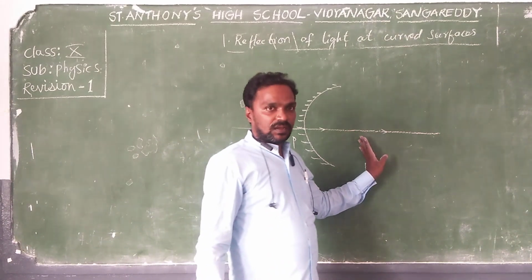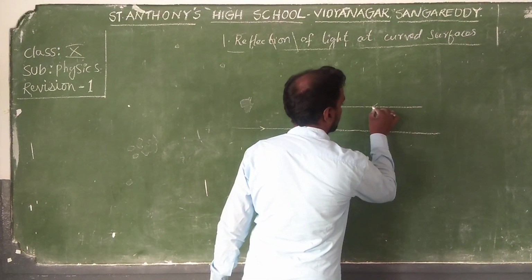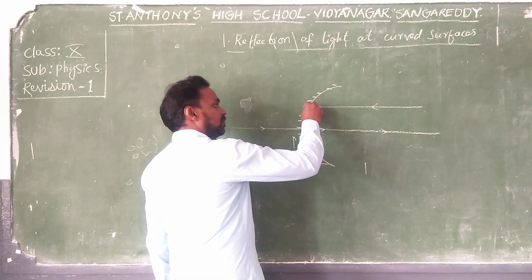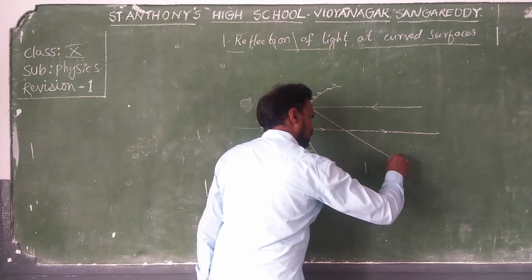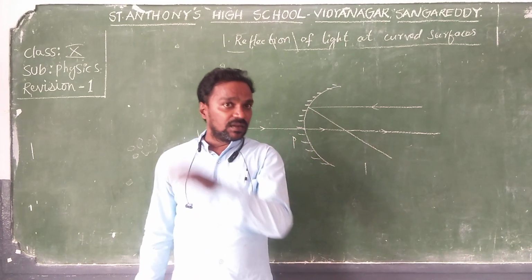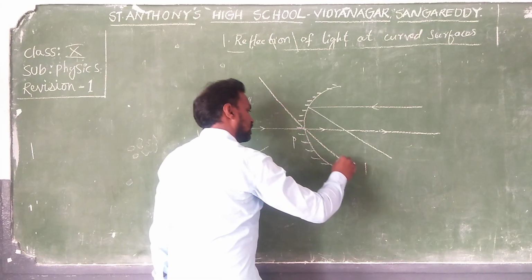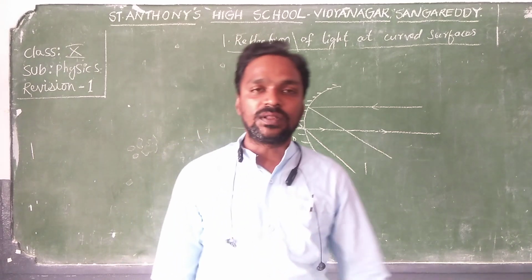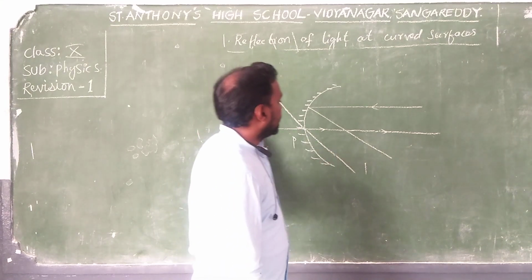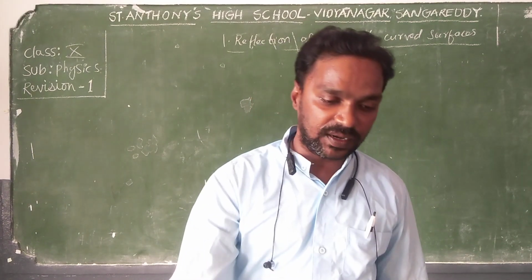Next rule: when the light is coming parallel to the principal axis, parallel in the sense that these both distances are the same, after hitting the mirror surface, it will travel to the focus. Next, when the light ray is coming and traveling to the focus, it remains continuous. So these 3 rules are there. By using these 3 rules, we can draw the ray diagrams. Six ray diagrams are there for concave mirror. For convex mirrors, no ray diagrams are there.